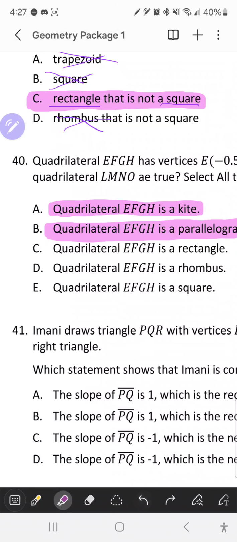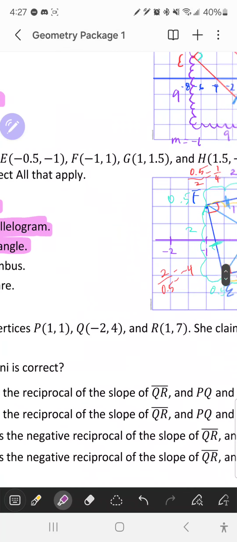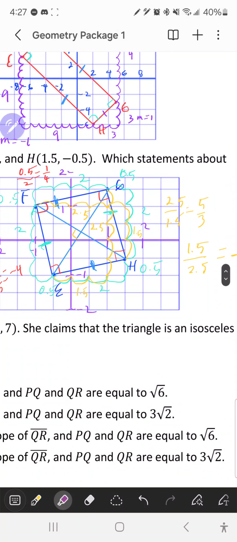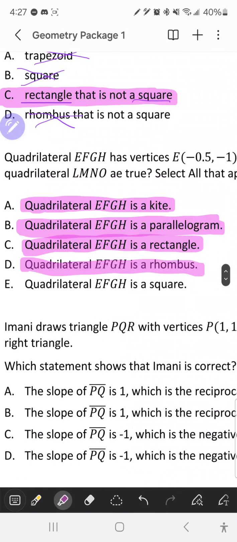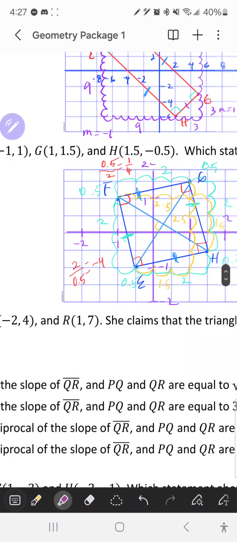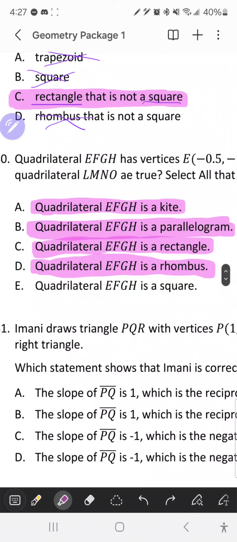Now is quadrilateral EFGH a rhombus? Well, for it to be a rhombus, all four sides need to be equal. Yeah, all four sides are equal. So yes, it is a rhombus. And now is quadrilateral EFGH a square? All sides are equal, the opposite sides are parallel, and all angles are right angles. So it fulfills all the requirements for it to be a square, so it is a square.